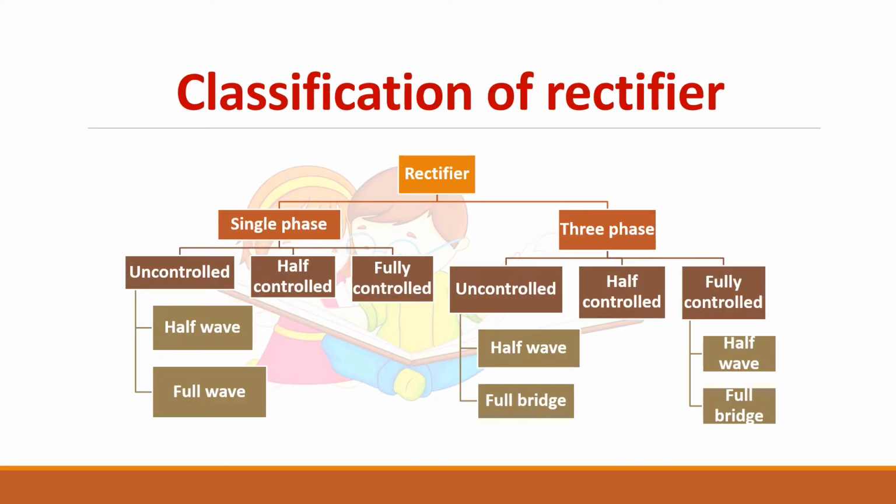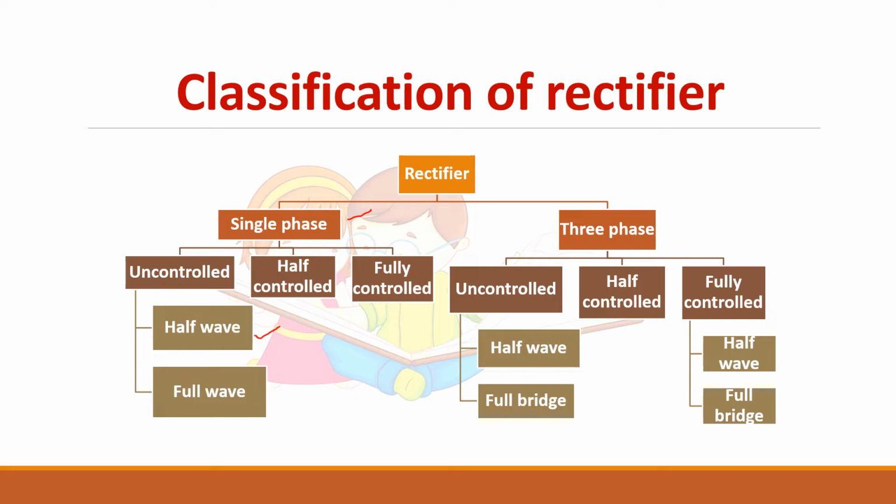So this is the classification of a rectifier. Rectifier can be of single phase or three phase. In single phase, you have uncontrolled rectifier, half controlled rectifier and fully controlled rectifier. Uncontrolled means diode rectifier, fully controlled means thyristor based rectifier, half controlled is a combination of diodes and thyristor. In uncontrolled rectifier, you have half wave and full wave. In that we will see about half wave in this video.